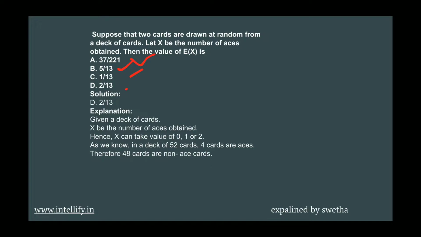The explanation: given a deck of cards, X is the number of aces obtained, so X can take values of 0, 1 or 2. So we get no aces, or 1 ace, or 2 aces. As we know, in a deck of 52 cards, 4 cards are aces and therefore 48 cards are non-ace cards.